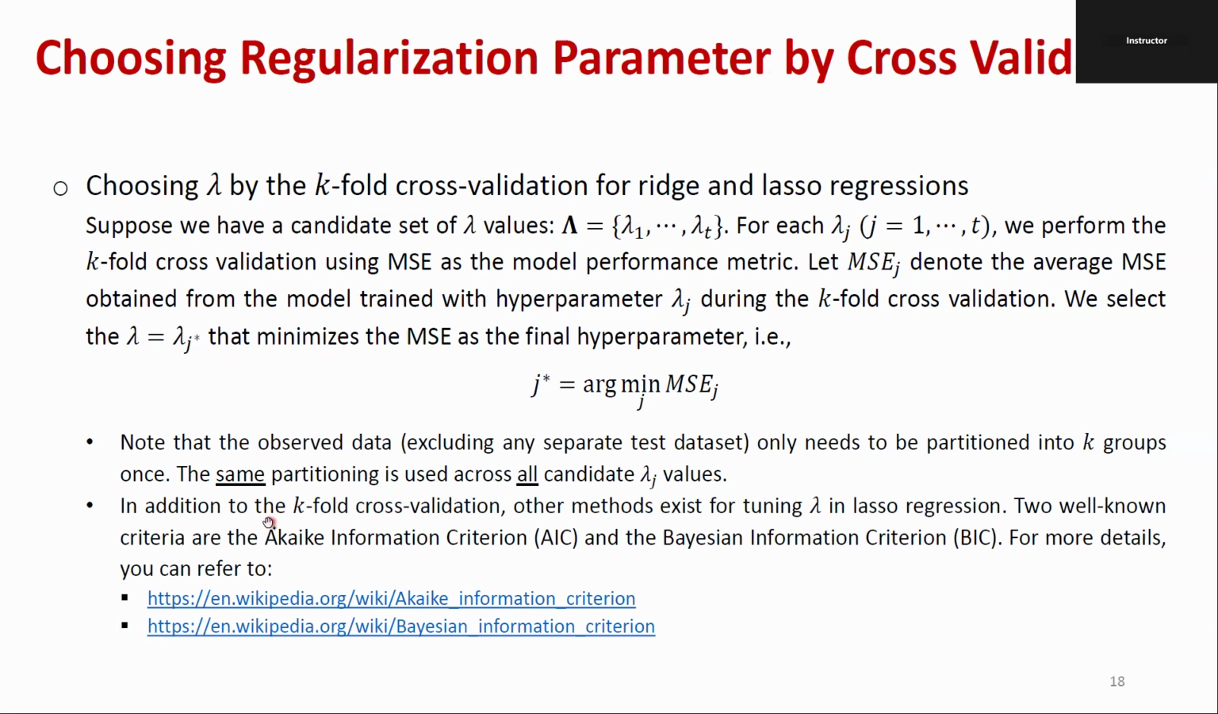In addition, other than the k-fold cross-validation, we have some other methods. Two other well-known methods are the AIC and the BIC. For the sake of time, I'm not going to go into them here, but if you're interested, you can click these two links. They have the Wikipedia links, and the Scikit-learn library also has the corresponding methods. You don't have to write AIC and BIC by yourself.